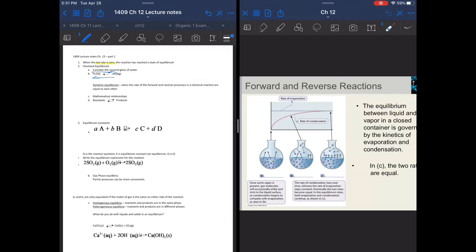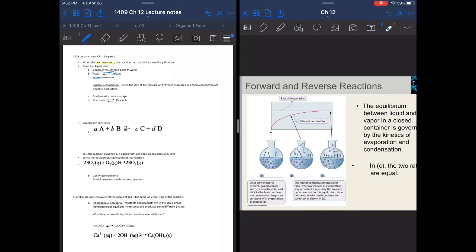It's not stopped. It's not just liquid molecules on the bottom, gas on the top, and everything stays exactly the same. It's just that there's not a net change in amount. You will continue to have evaporation and condensation occurring at this equilibrium. And so that is our dynamic equilibrium.